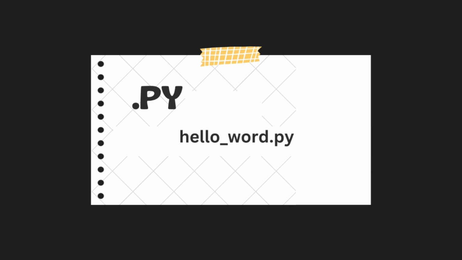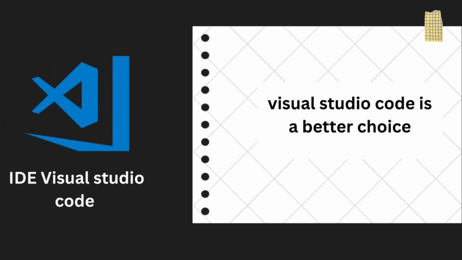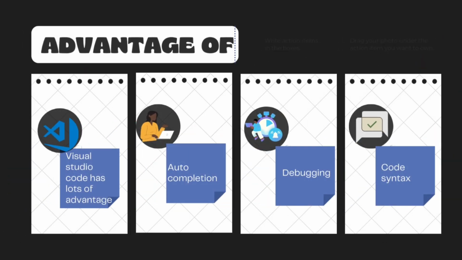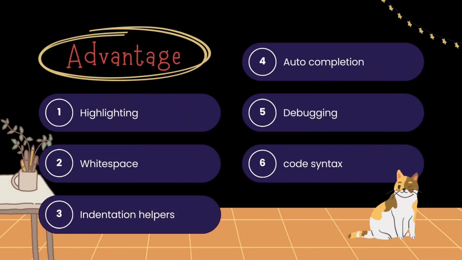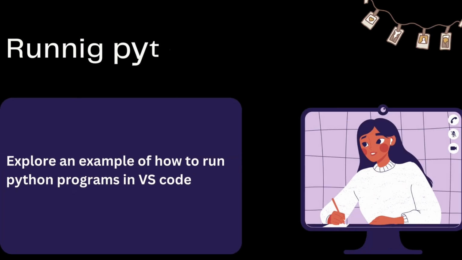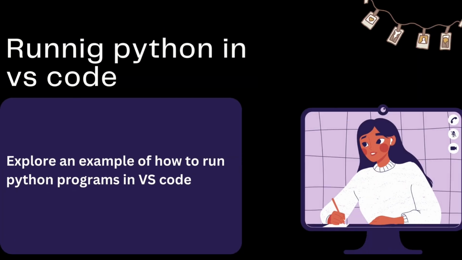VS Code is a better choice than using the Python shell or running it directly from the terminal, because besides including both of these options, it comes with lots of additional improvements that make coding in Python a better experience. Visual Studio Code also offers features such as autocompletion, debugging, code syntax highlighting, white space, and indentation helpers. So I am now going to demonstrate the different ways that you can run Python programs in VS Code.